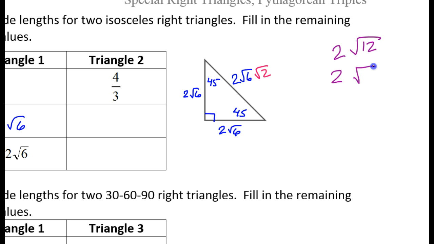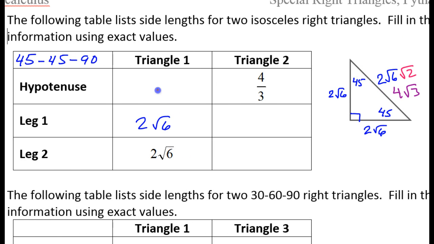Remember, 12 is 4 times 3. I'm pulling out this perfect square. So this is how you would simplify this. So square root of 4 is 2. Alright, so that became that. And 2 times 2 is 4, so that is 4 radical 3. So there's my hypotenuse. Okay, so that's it for that.